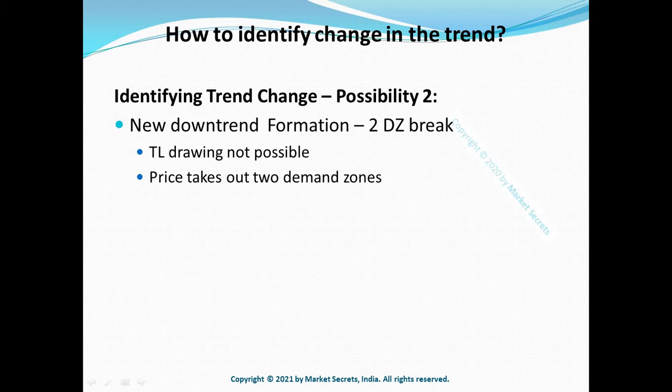Likewise, in order to have a new uptrend after a downtrend, one of the following two scenarios should happen. Number one, a new bullish trend line can be drawn and at least one supply zone is taken out, or number two, two supply zones are taken out. So let's see these two possibilities as well.